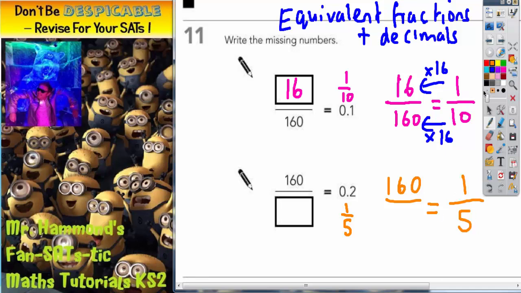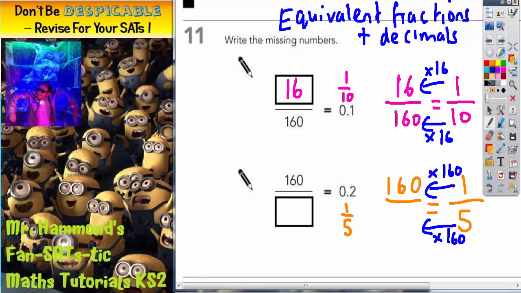So again, we do a similar thing. This time it's the two top numbers we know. So how do we get from 1 to 160? We make it 160 times bigger. We times by 160. So to get the bottom number over here, we've got to do exactly the same on the bottom. So if we times the top by 160, we times the bottom by 160. Now as you can see, this is a little bit harder because we've got 5 times by 160.